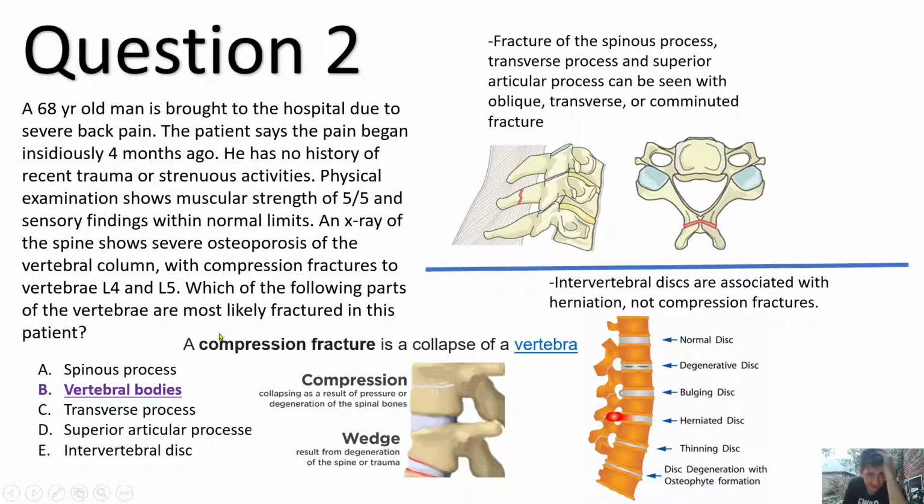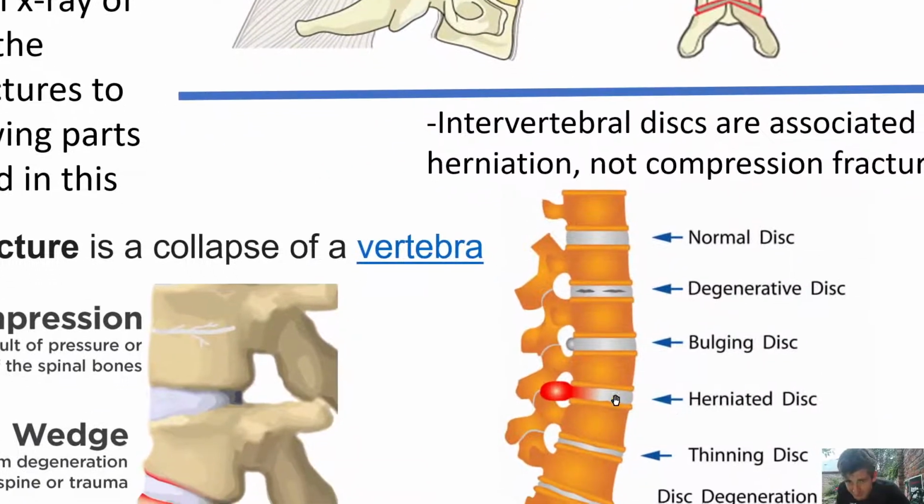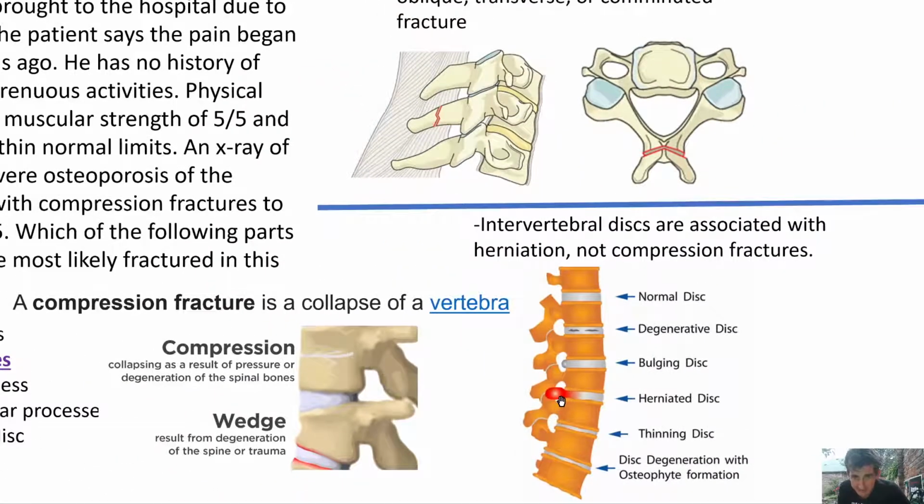With a compression fracture, we will see the vertebral body being collapsed, fracture in the vertebral body because of the pressure and the weight and the bone loss, right? Osteoporosis. And the intervertebral discs, we know those tend not to be fractured. They're not bone, they're discs, right? I think they're cartilage. Someone confirm that for me. But we see the herniated disc, and this can cause some problems, right? It can go into the spinal canal.